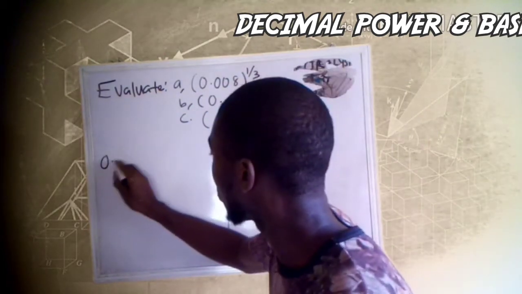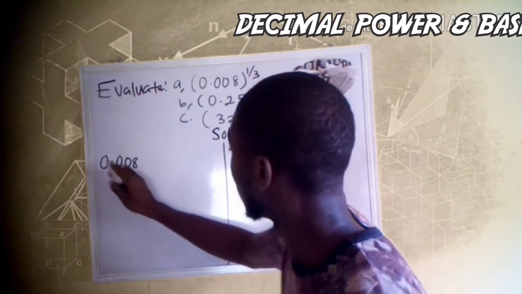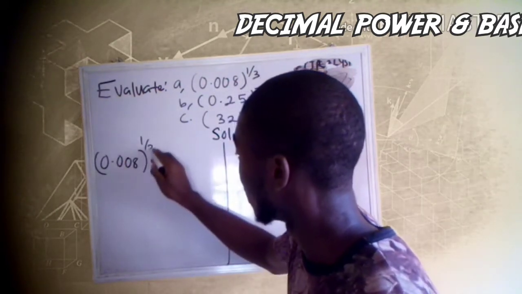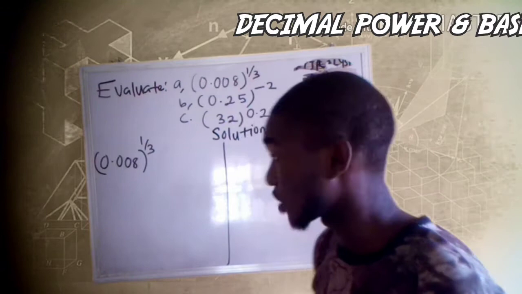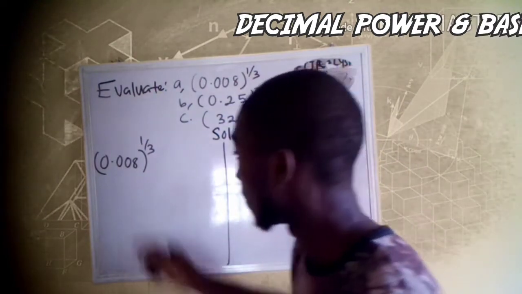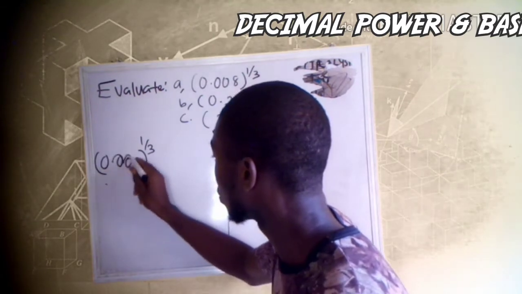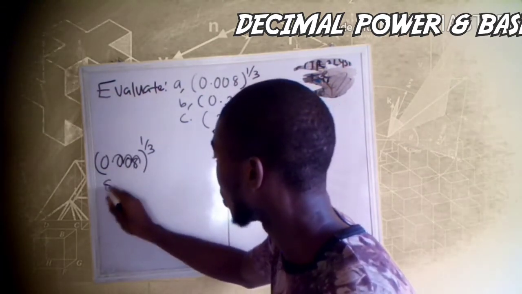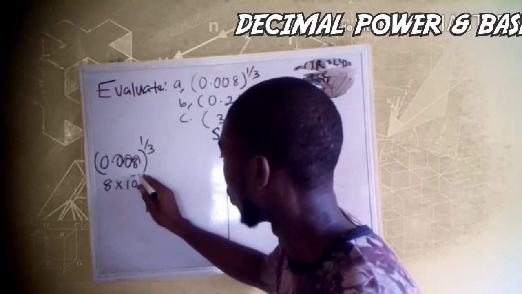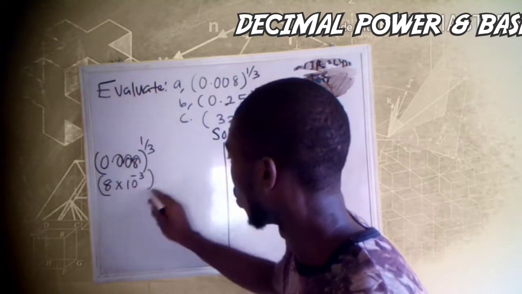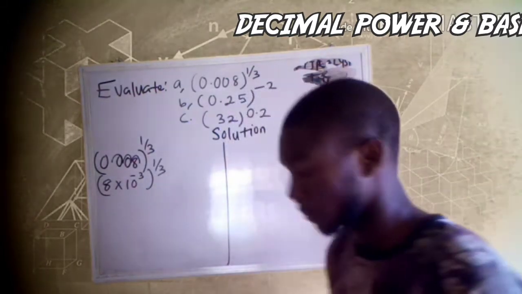So we have 0.008 to the power of 1 over 3. Let's convert this decimal to a fraction. Using the standard form, we move 1, 2, 3. So this is equal to 8 times 10 raised to the power of minus 3.